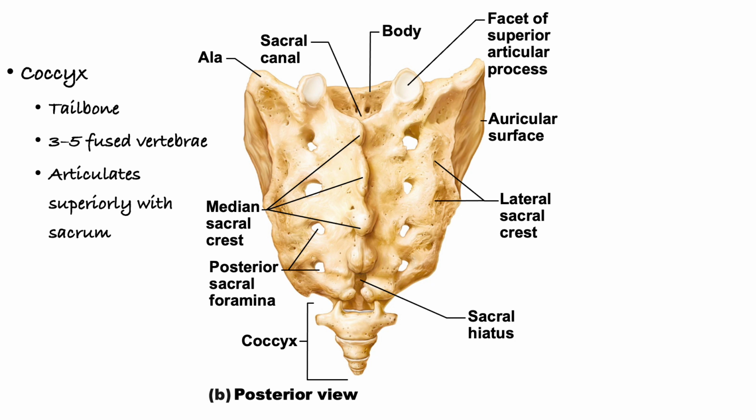So that was the anterior view, and here is the posterior view. You can see the median sacral crest. You can see the posterior sacral foramina. This is considered the body, and this is going to be this facet of the superior articular process, and this is going to be considered the sacral canal. And like I mentioned, the coccyx we commonly refer to as the tailbone. That's obviously not the anatomical term. They are 3 to 5 fused bones as well. This articulates superiorly with the sacrum.